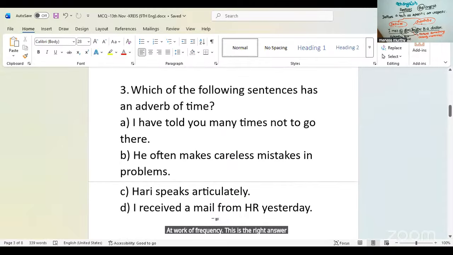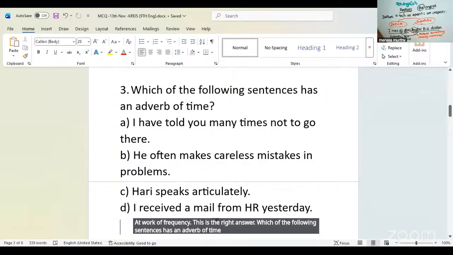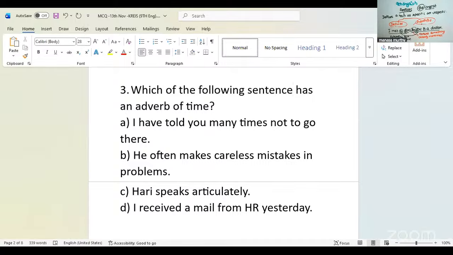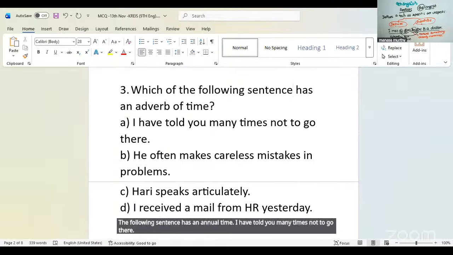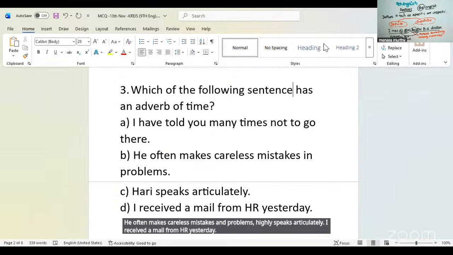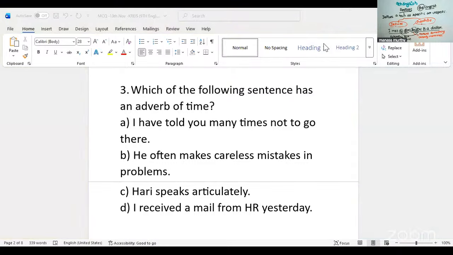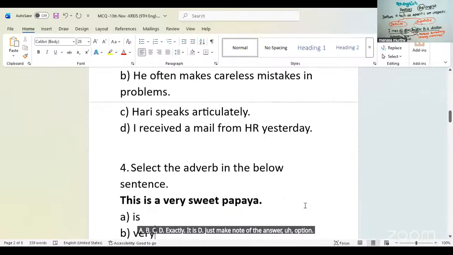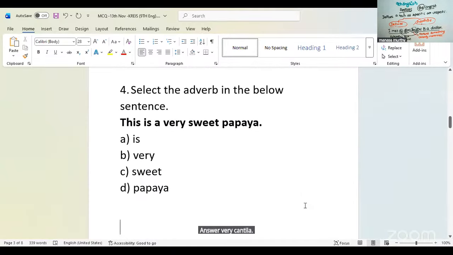Which of the following sentences has an adverb of time? I have told you many times not to go there. He often makes careless mistakes in problems. Hari speaks articulately. I received a mail from HR yesterday. A, B, C, D. Exactly. It is D. Just make note of the answer option. You need not write the answer, saying the option is enough.